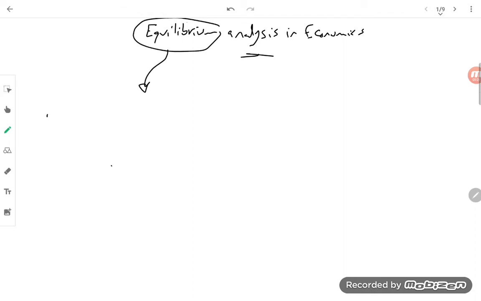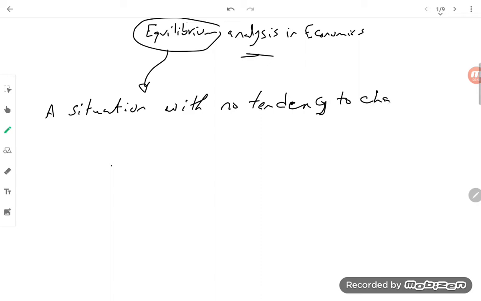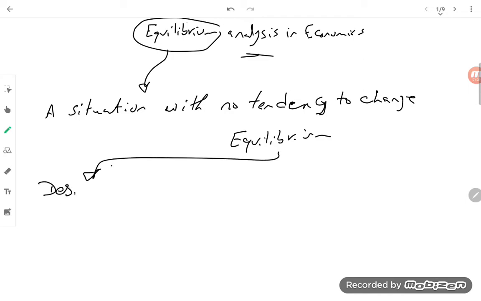Equilibrium is a situation with no tendency to change. Equilibrium can be desirable or undesirable. But mainly we are concerned with the desirable one, not the undesirable.